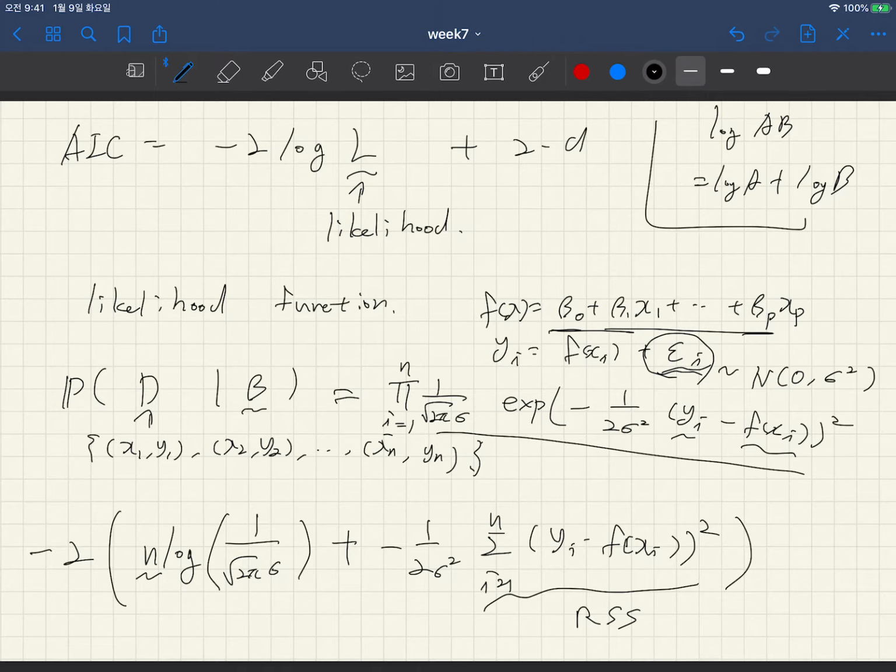But here we have a very important part, which is basically this term does not depend on your parameter beta. And this term does not depend on your model. No matter which size of your subset, this value is always a constant.